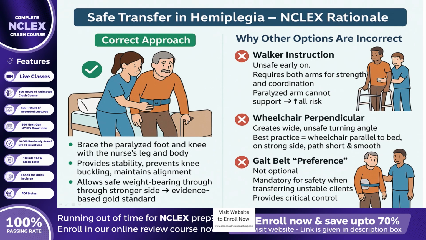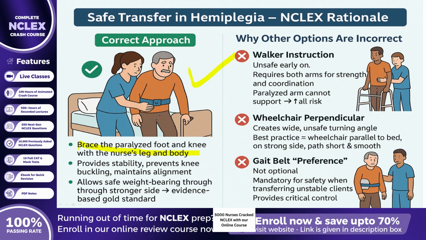Here is the reasoning behind this. Clients with hemiplegia have little or no voluntary motor control on the affected side, meaning the knee can buckle suddenly and balance is lost. By bracing the paralyzed foot and knee with the nurse's leg and body, stability is created, proper alignment is maintained, and the client can safely bear weight through the stronger side. This gold standard rehabilitation technique not only prevents injury, but also boosts the client's confidence during the transfer.